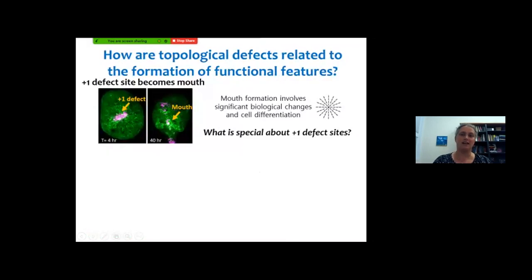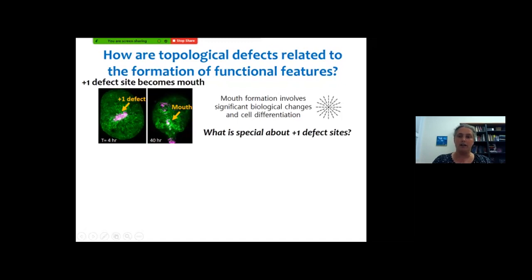So how are these topological defects related to the formation of the functional features? Let's focus on the head. I showed you that when we observed early +1 defects, in this case 4 hours after excision, these will remain stable relative to the underlying cells, and the cells in this region will eventually form the mouth, the tip of the head of the regenerated animal.